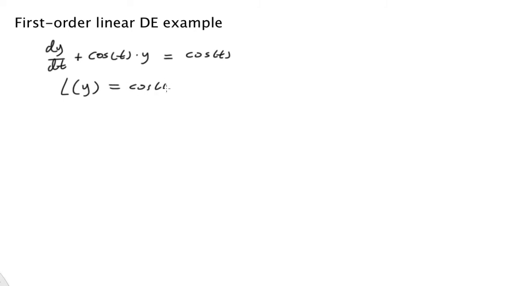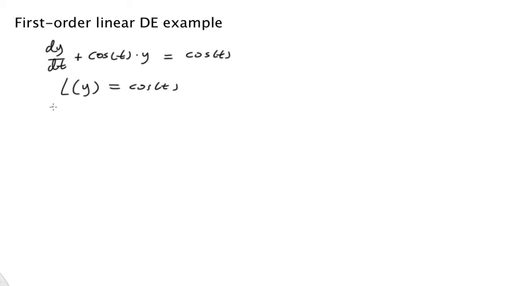Today we're going to be doing an example of a first order linear differential equation. So let's write down the differential equation we're going to do: dy/dt plus cosine t times y equals cosine of t. With this equation we can clearly see that it's linear. This is our L y equal to cosine t, and it's clearly a linear operator.